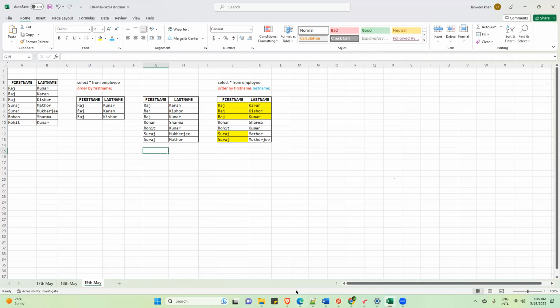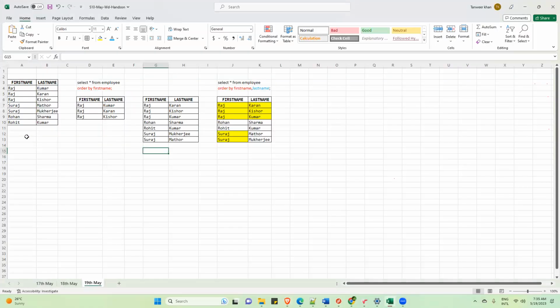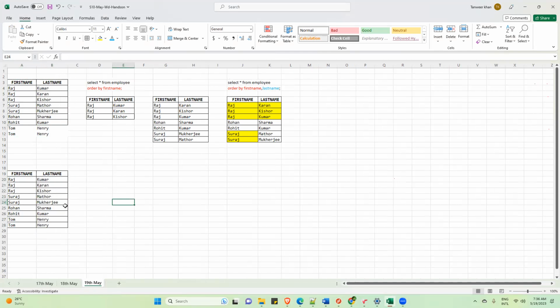Now I think I have added Tom here as well. We have this Tom Henry as well. I will not write any query here. First of all, let's do our analysis. If the requirement is to sort based on the first name, and if multiple records have the same first name, then sort based on the last name in descending order, then from this data, which record should be displayed on top?